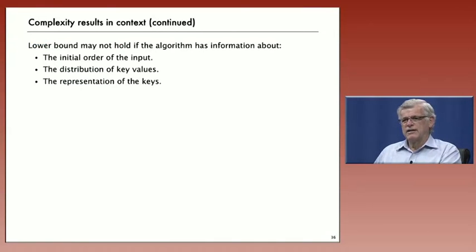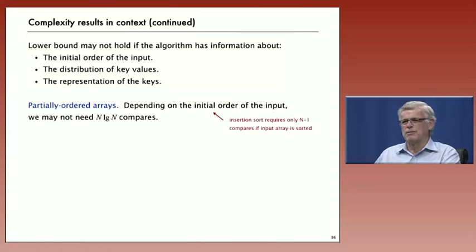The other thing is that the lower bound is for the particular model of computation being studied, in this case compares. It might not hold if the algorithm has more information about the keys. For example, if it's known that the input is almost ordered. We saw that insertion sort can be linear time for files that are almost ordered. Or something about the distribution of key values. If there are a lot of equal keys, we can get it sorted faster than n log n. And maybe the way the keys are represented, we'll look at different methods that take advantage of such properties.